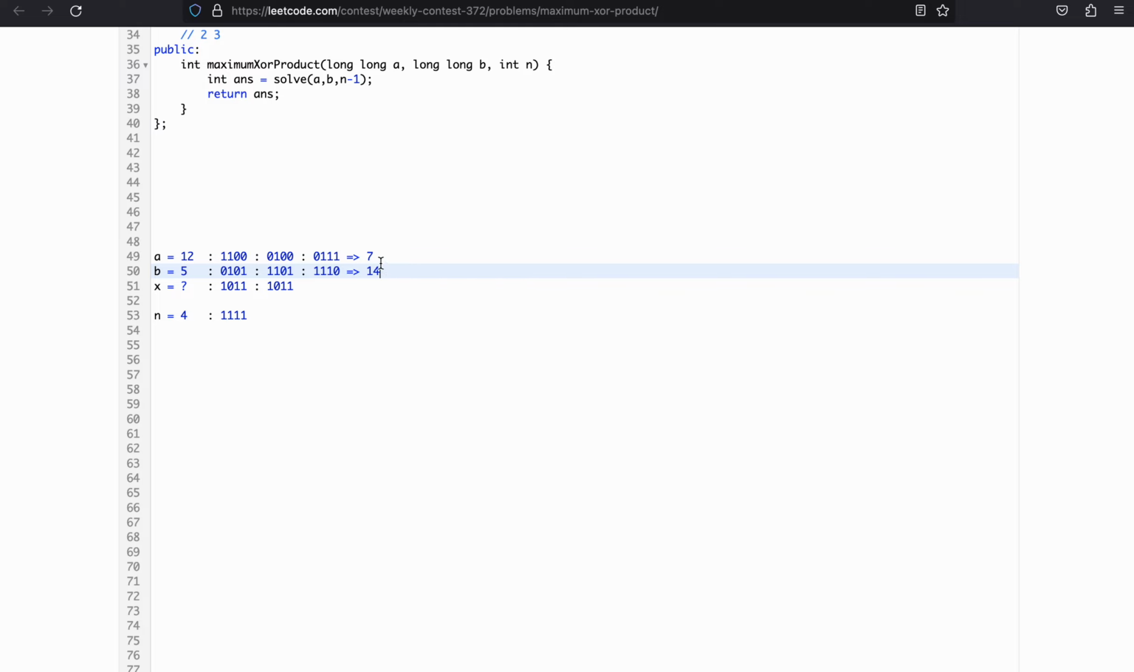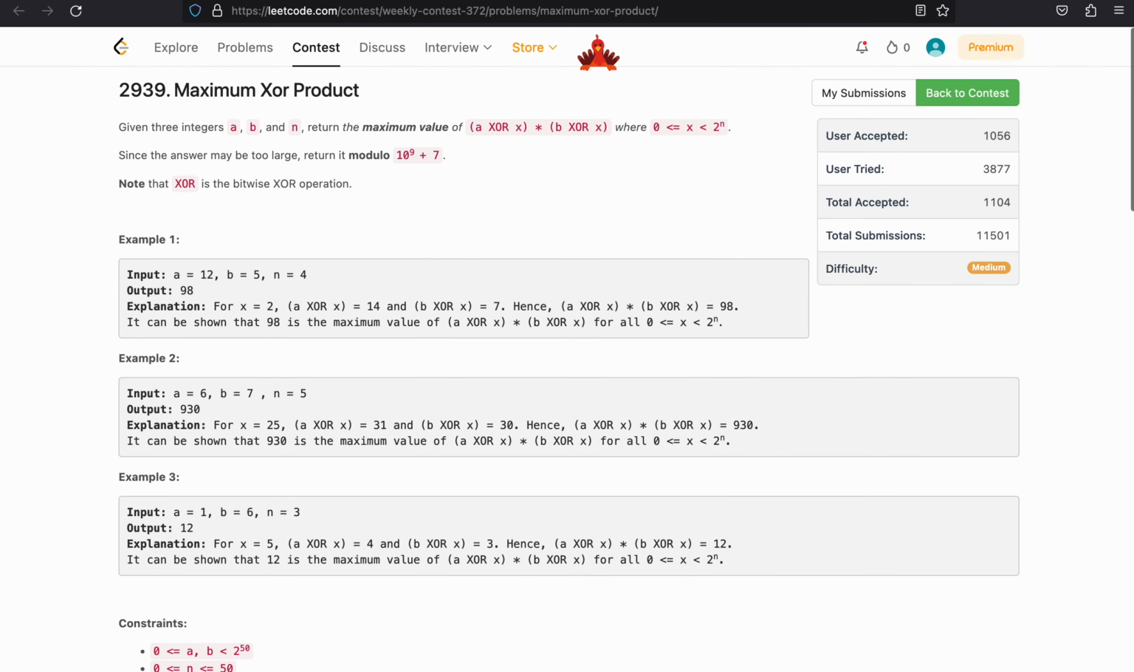So the product of 7 and 14 should be what, 98. Now 7 into 14 should be 98. The answer of this is 98. So this is the approach of the problem.